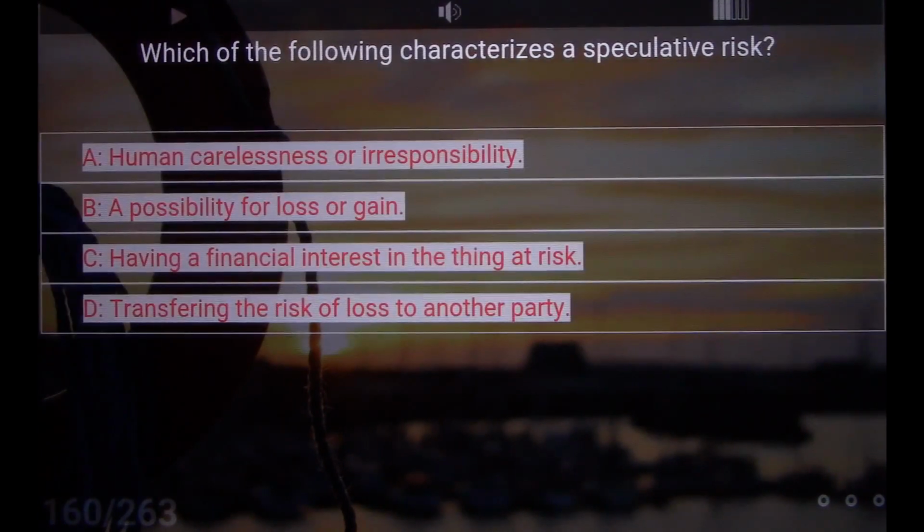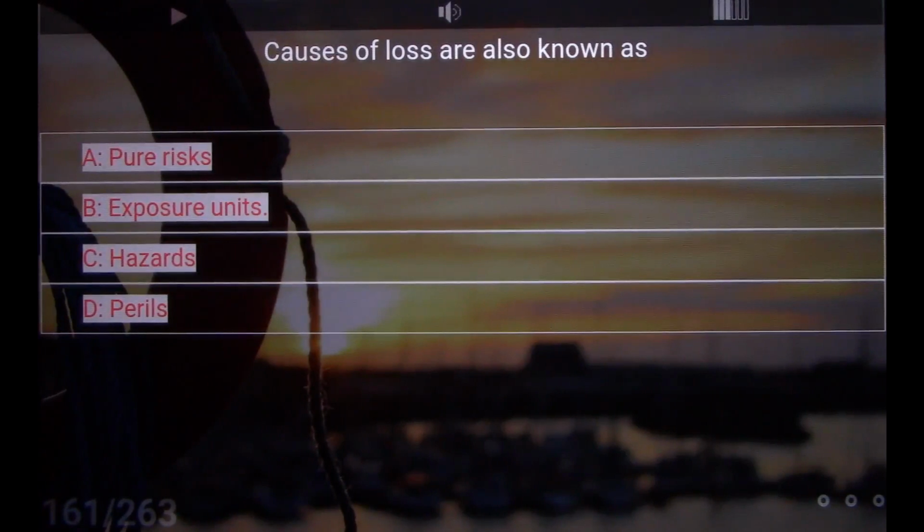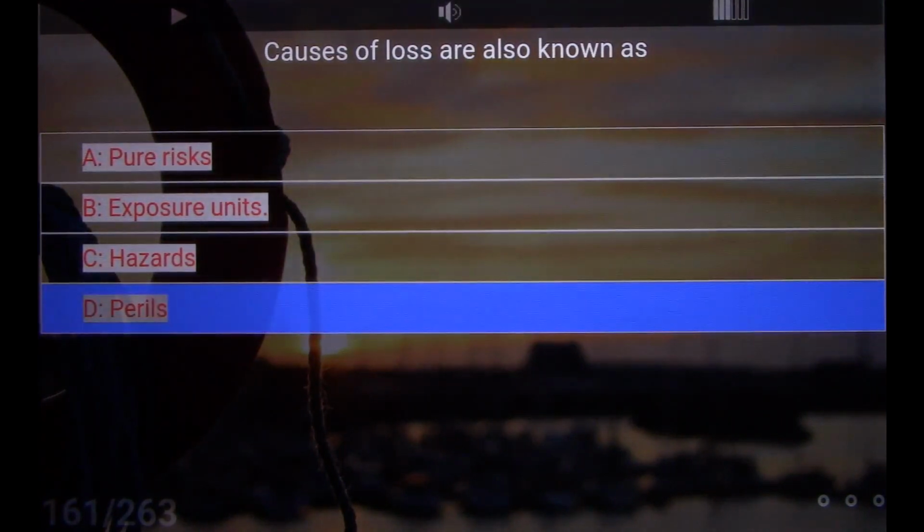Which of the following characterizes a speculative risk? B. A possibility for loss or gain. Causes of loss are also known as D. Perils.